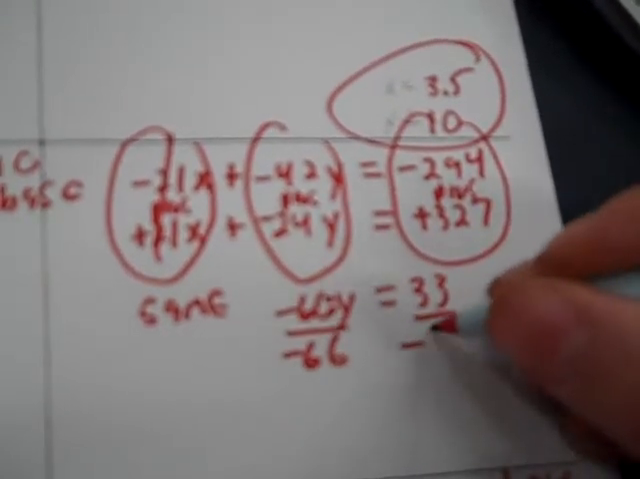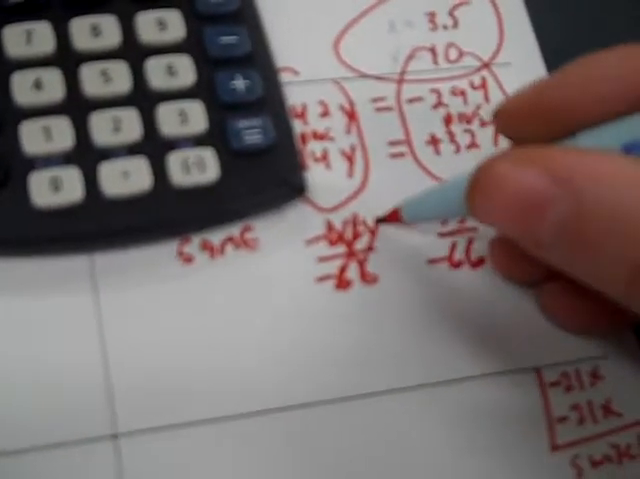Okay, so I dot my y, and then I divide by negative 66. Those cancel. So I divide 33 by negative 66. I got a decimal, that's okay. So negative 0.5, and that's y.